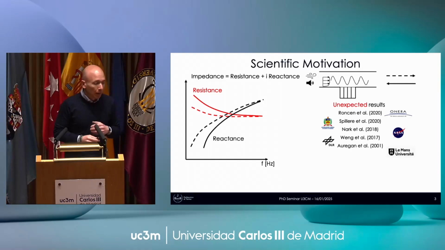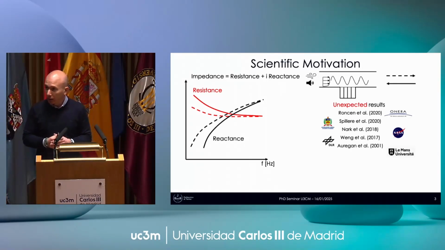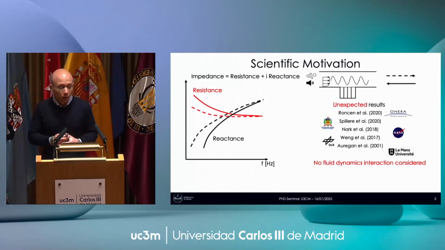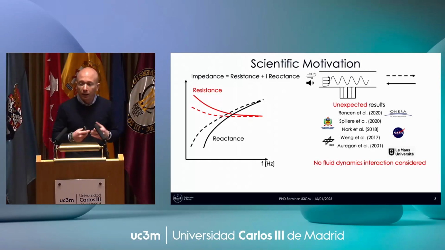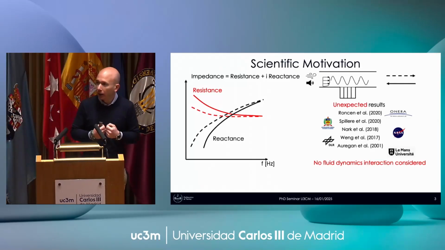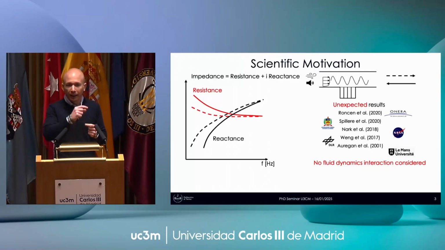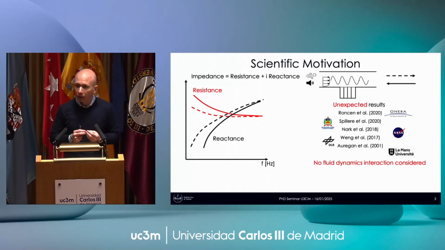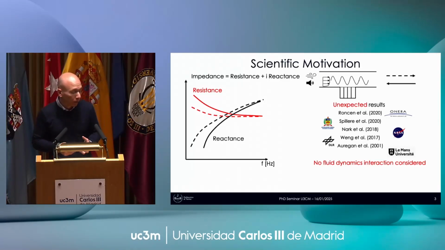This has been found by many groups all around the world, and this is the scientific reason behind the project. We think the reason for this mismatch is that in the definition of impedance, or in the measurement techniques we use to obtain and measure the impedance, we are not considering the flow. The flow is only a thin layer where there is refraction, so a change of direction of the acoustic field, but not really an effect of the flow on the acoustic characteristics of the surface itself.